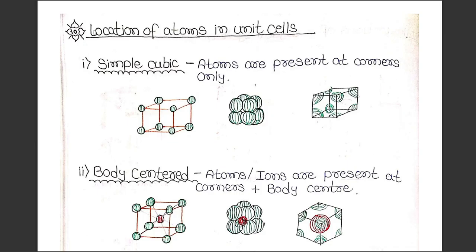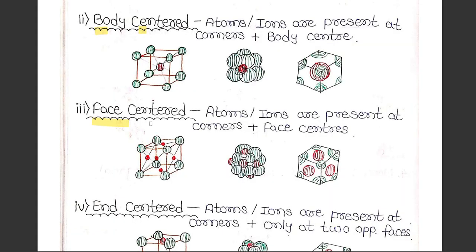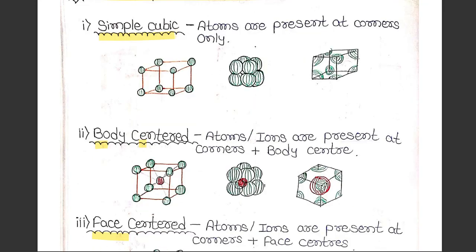Now let us come to the location of atoms in the unit cell. The unit cells are subdivided into four categories, which are simple cubic unit cell, body centered unit cell, face centered unit cell, and the end centered unit cell. Now let us come to the location of the atoms in the unit cell.